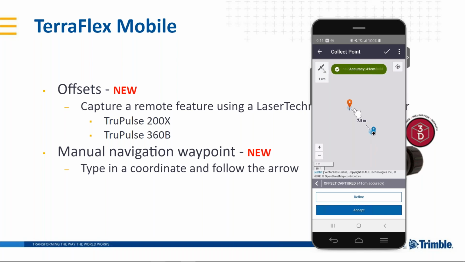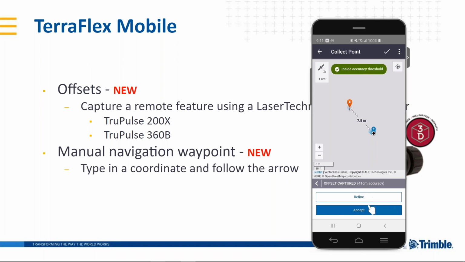At this point, I used a TruePulse 360B, which includes the azimuth. So I've got both a distance and an azimuth in this case. If I was using a TruePulse 200X, which is just distance only, I can walk through and do a distance offset, and the screen here will walk you through those processes.